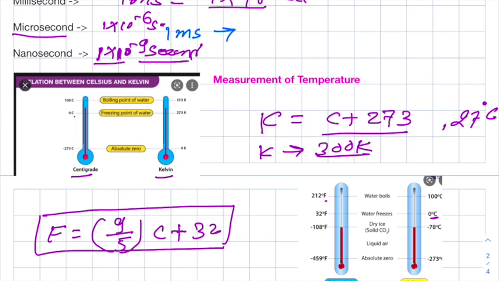Yes, you can easily make a relation from the boiling temperature and freezing temperature of water. So if you calculate the Fahrenheit for 25 degrees centigrade, what is the Fahrenheit? You can calculate.